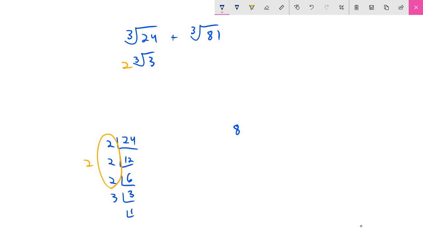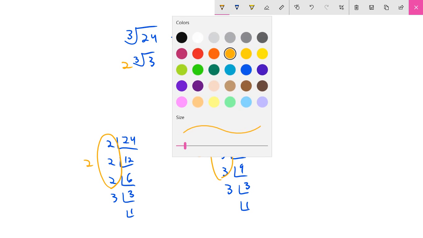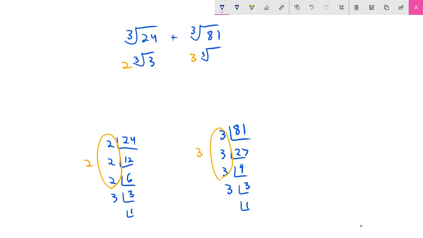Now for the 81. What can I divide 81 by? Prime numbers. 3. 27? 9? 3? 3. And so I have one triple of 3's, which means that my cube root of 81 simplifies to? That's right, 3 cube roots of 3. And so what would this expression simplify to? 5 cube roots of 3. Very good. And that was example number 7.